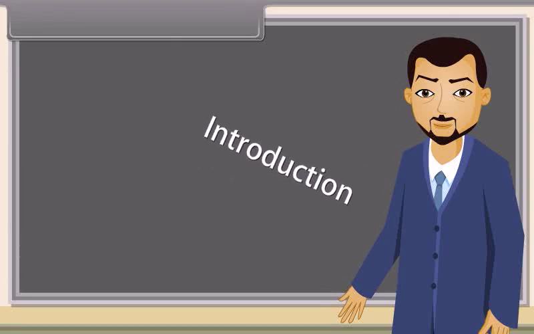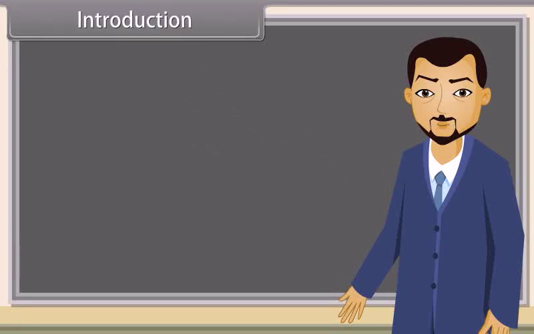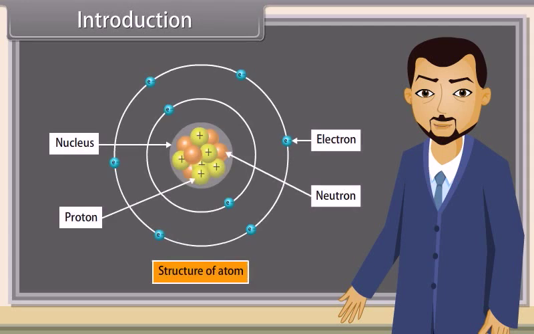Introduction. Today I'll teach you the topic structure of atom. Atoms are the fundamental units of matter. Everything around us is made up of atoms. A typical atom consists of a nucleus of protons and neutrons with electrons orbiting this nucleus.